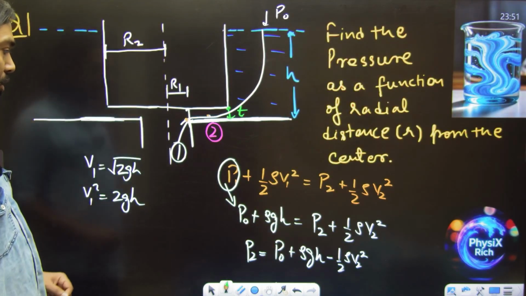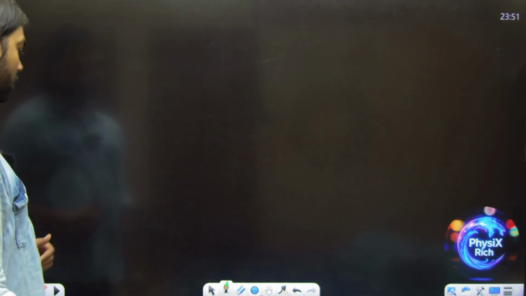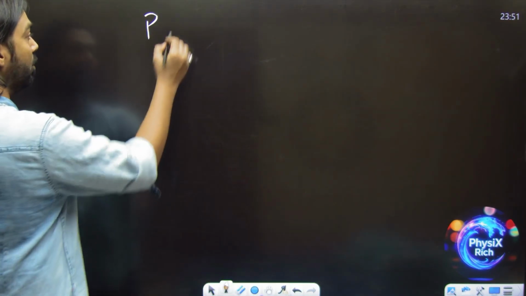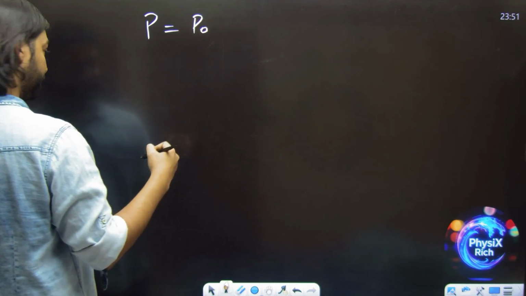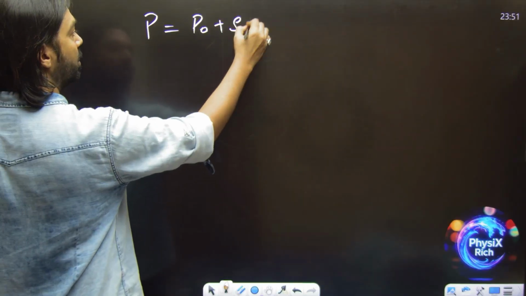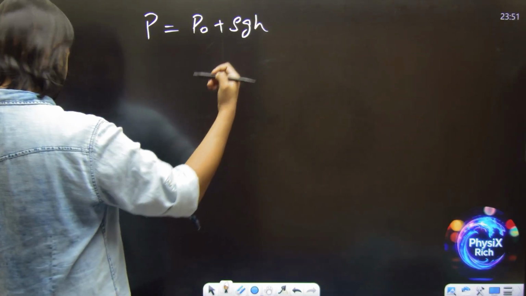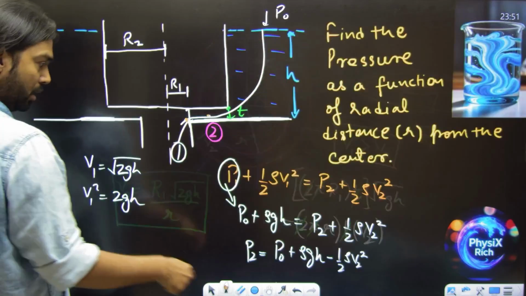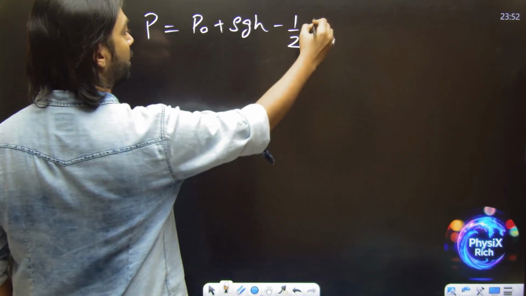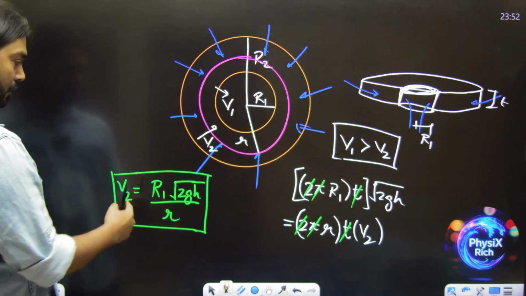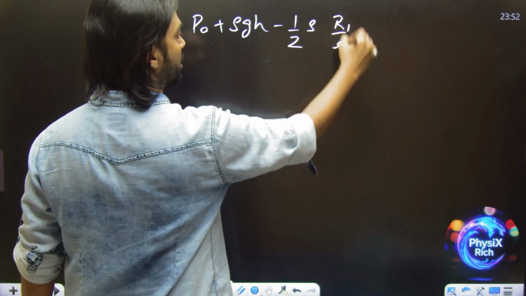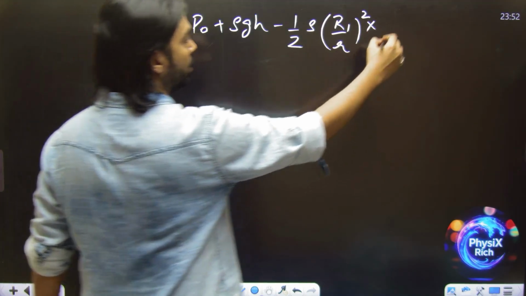Oh, I think we'll need some more space. So what did we have? We had pressure, which is what we were looking for, was P0 plus rho GH. And then we had this V2 term to be put over here, half rho V2 square. So minus half rho, and what is V2 square? V2 square is going to be the square of this whole thing, R1 upon r whole square times 2GH.